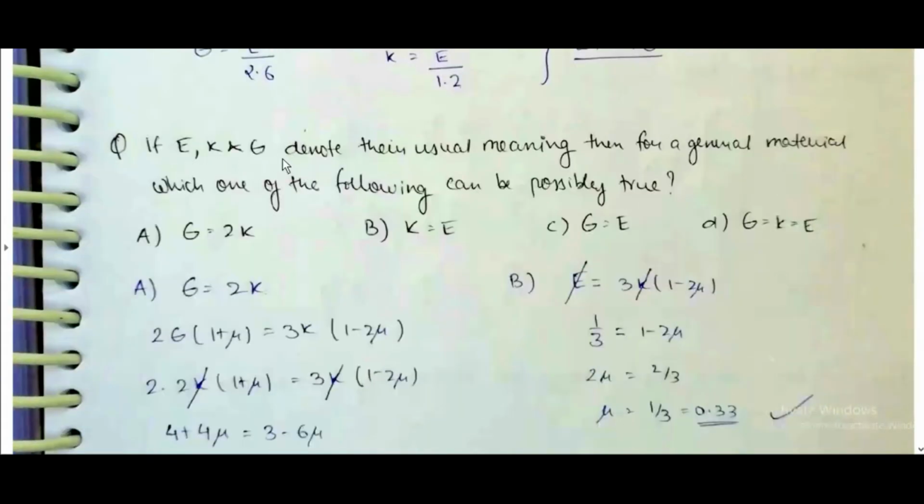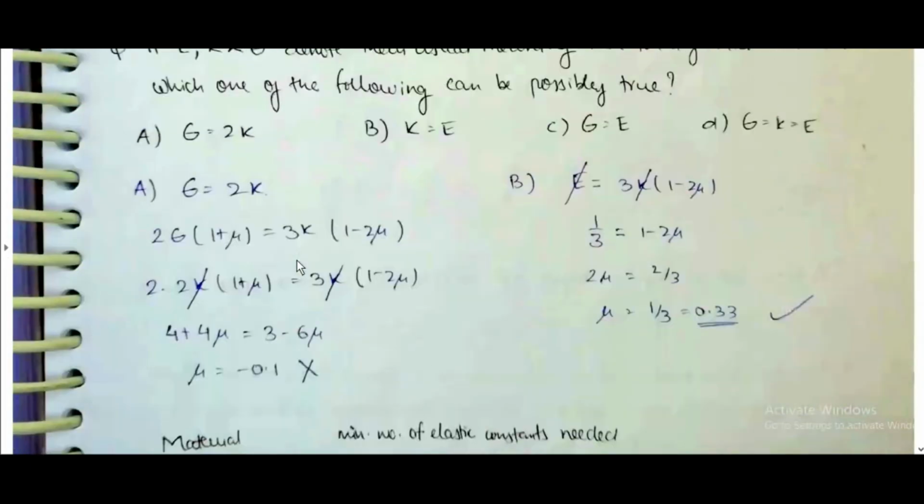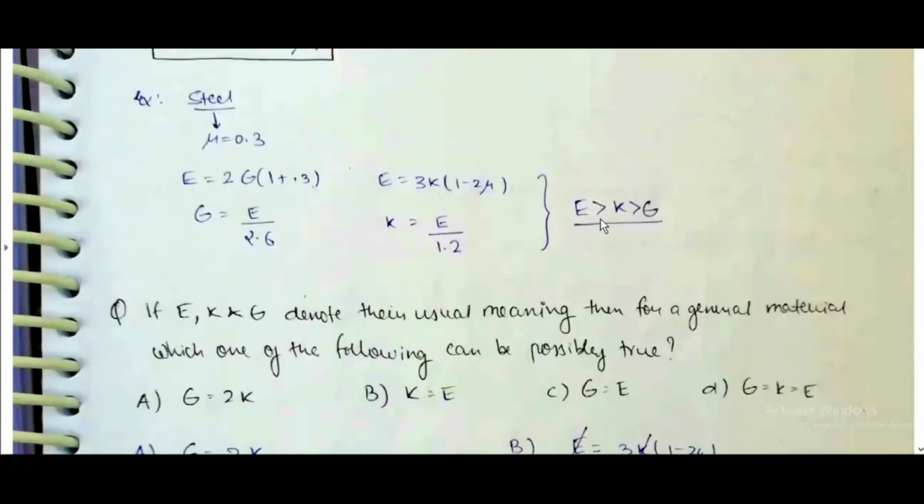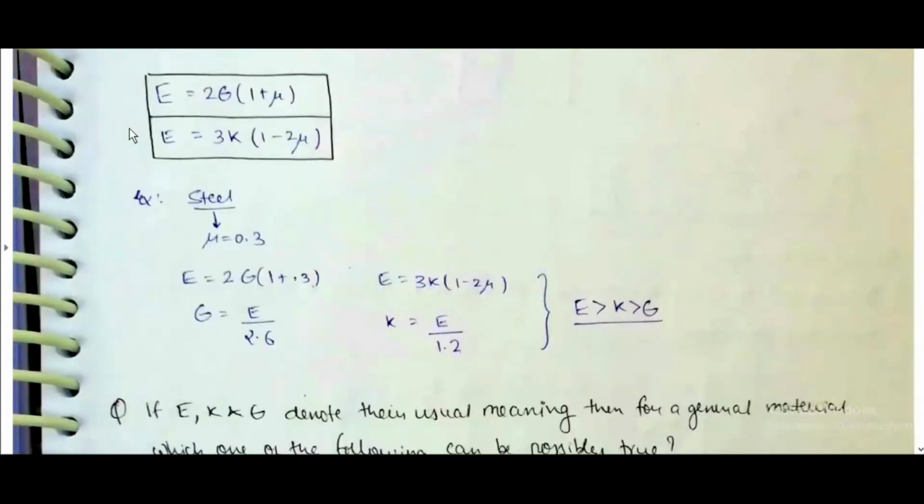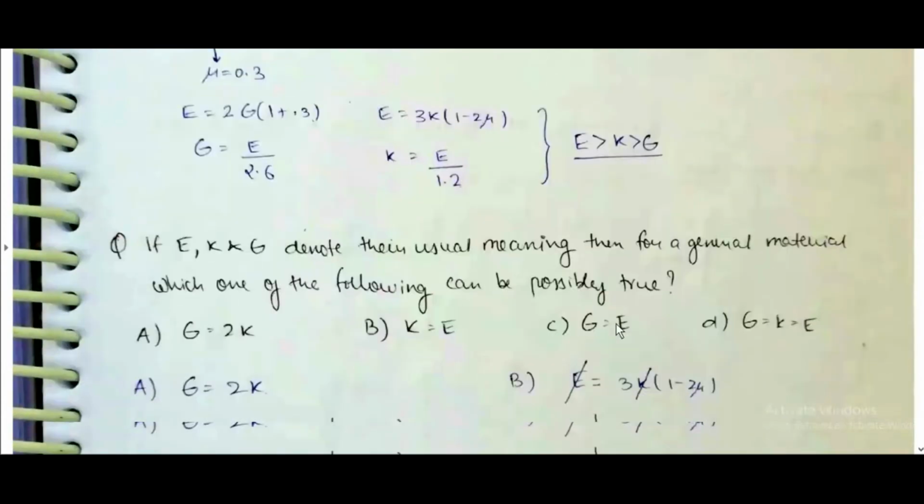Question: if E, K and G denote their usual meaning, then for a general material, which one of the following can possibly be true? Before, we got that E is greater than K greater than G, so this is wrong. This is wrong. This is wrong. A can be, no, greater than or equal to, just for this case this is valid.